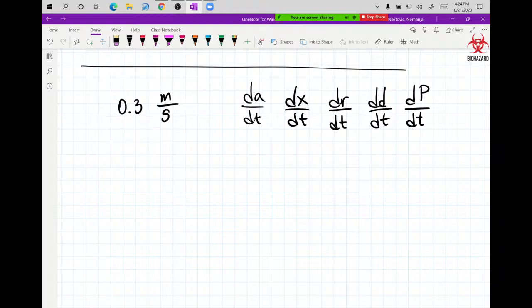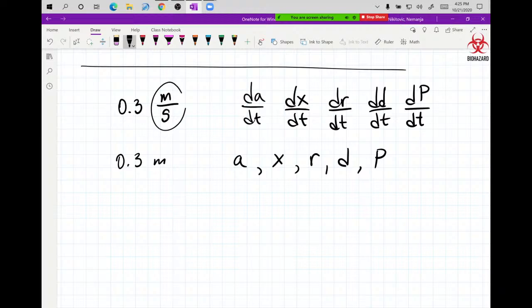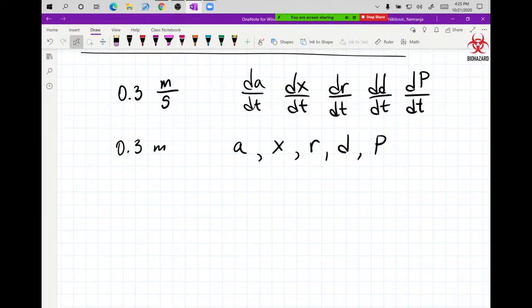Because I see a division in a unit, I know it's a rate. I know it's some kind of derivative. If I see 0.3 m, well, then it's a, or it's x, or it's r, or it's diagonal, or it's perimeter, right? It's just length in that case. So the rate will always have a fraction, and the length, or whatever single unit, will have no fraction. It will be just a unit there.